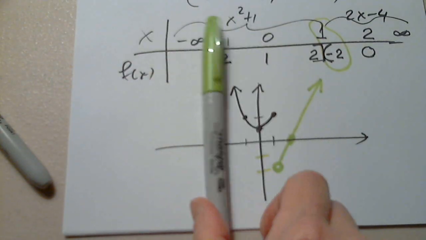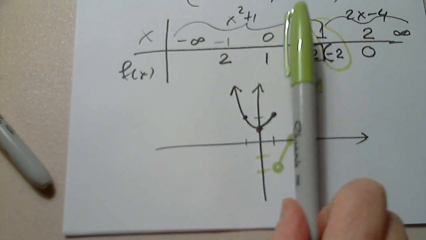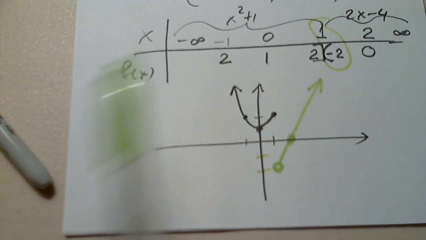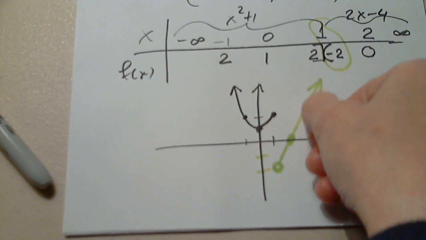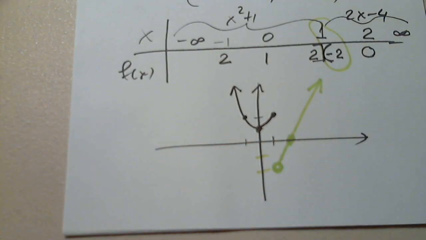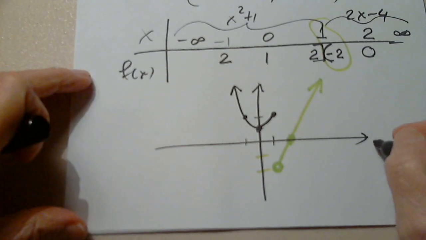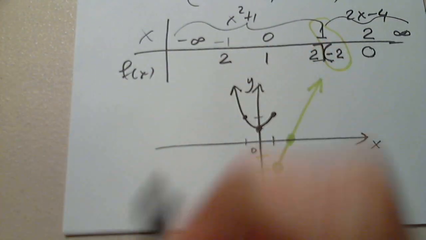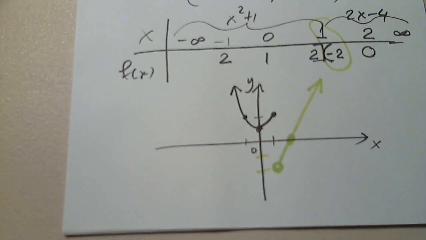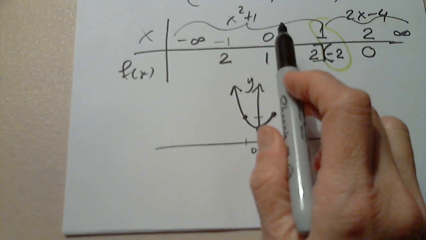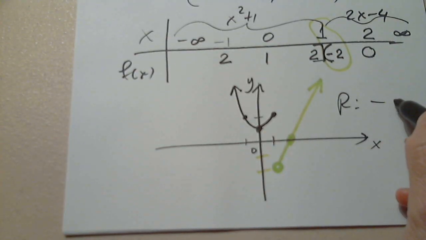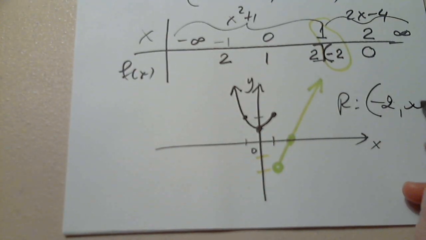Make sure that by the vertical line test, this is a function. Because if I continue here and I continue here, it would be an incorrect graph. And if the problem is asking us about the range, obviously from negative 2 open to infinity. So negative 2 open to infinity.